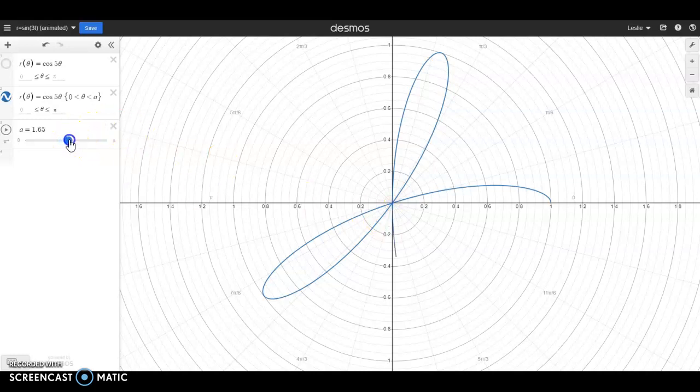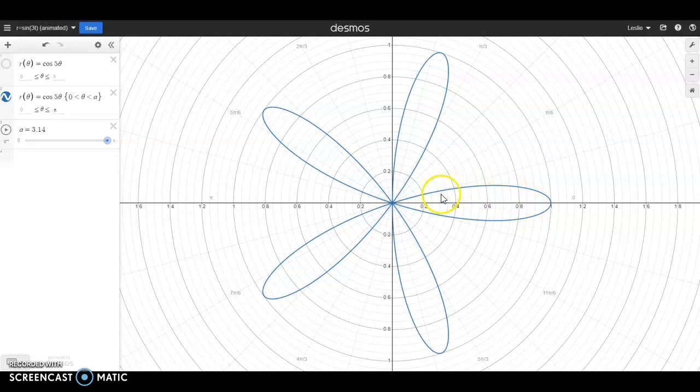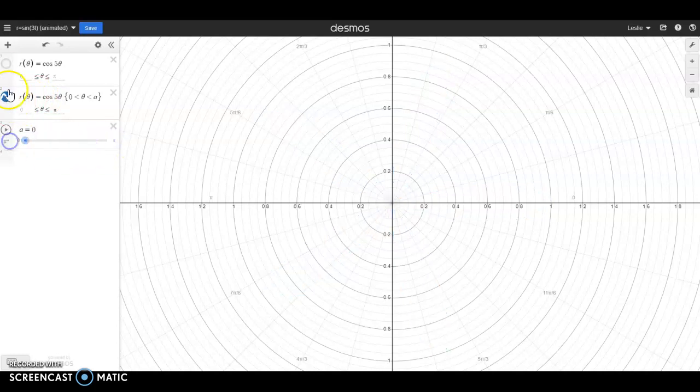Okay, let's do another one. And another one. This is a 5-petaled rose. Notice that the only petal hugging the axis is the one we started with, because we started with theta equals 0. And that's hugging the x-axis, which makes sense because this is a cosine graph. All right, let me animate it for you.